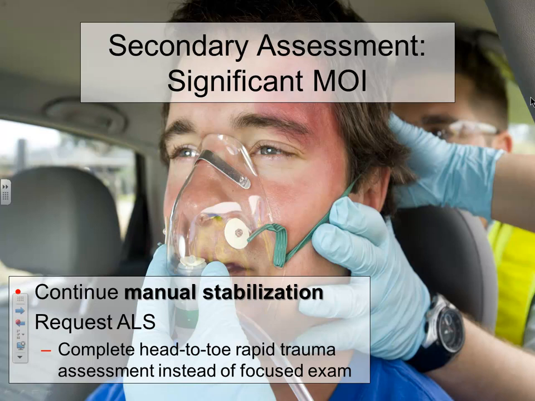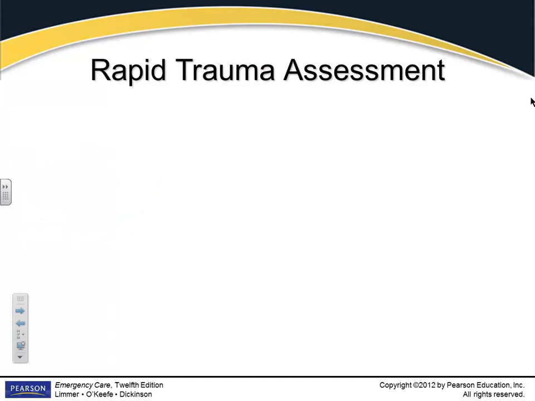And then we're going to be looking at doing a head-to-toe rapid trauma assessment. This is for what type of injury? Significant mechanism of injury. Remember at the very beginning I mentioned that we're going to talk about a rapid trauma assessment, and that's going to be different than a focused exam. Who gets a focused exam? An isolated injury, or isolated problem, just one specific thing.